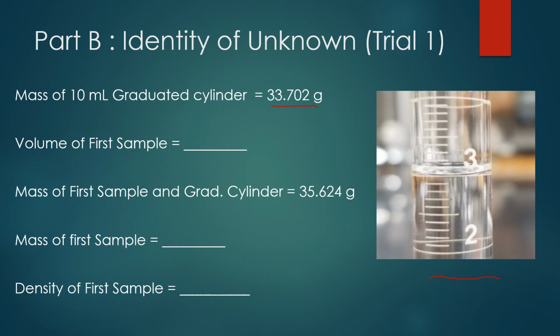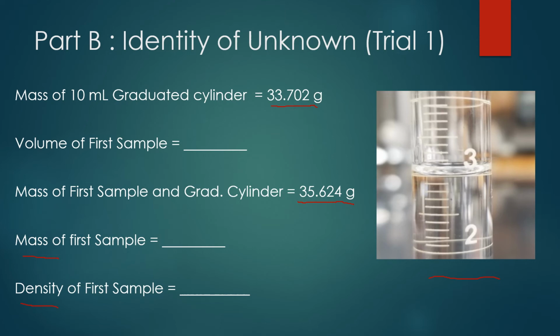Make sure you record that in milliliters. Next, I took that graduated cylinder with the 3 mils in it and weighed it again. This time getting a mass of 35.624 grams. Now we can subtract those two masses to get the mass of the first sample. We can then calculate the density of the first sample since we have the mass and the volume.